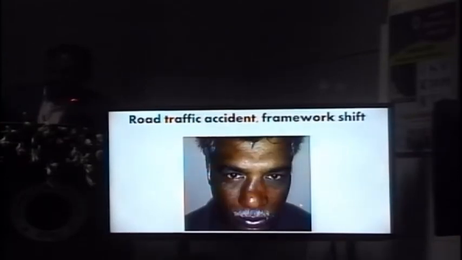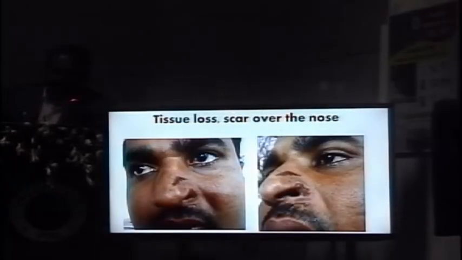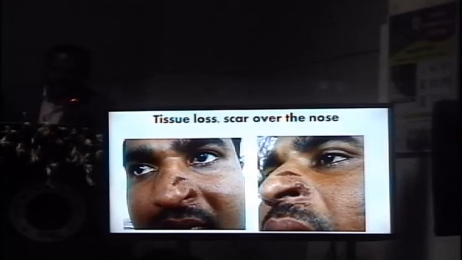And then coming to the road traffic accident patients, you can give good results by doing very good osteotomies, medial and lateral osteotomies, and you can shift the framework. And tissue loss patients, this is a dog bite case. Again, we can take a paranasal flap or forehead flap. Dermoid sinus in an adult patient.